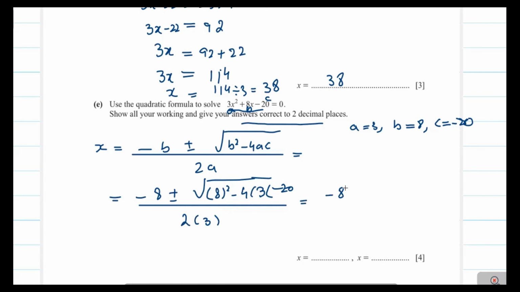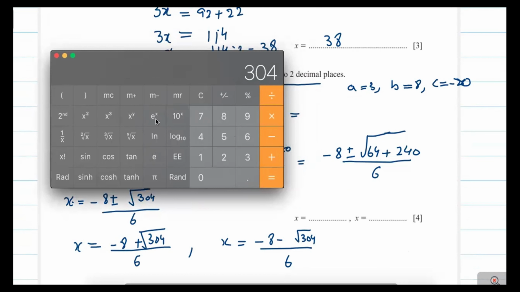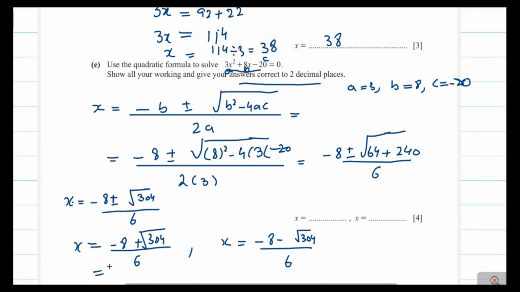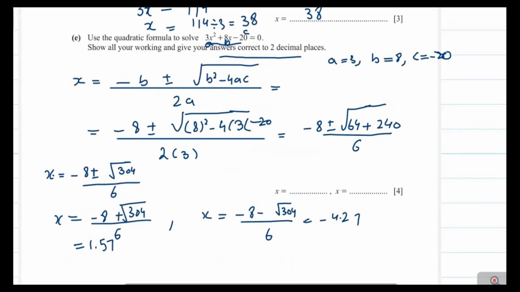Now that value becomes minus 8 plus or minus the square root of 64 plus 240, over 6. You can write it as x equal to minus 8 plus or minus the square root of 304, over 6. We take the positive value first, and second we take the negative value: minus 8 minus the square root of 304, over 6. Firstly, we take the square root of 304 minus 8, and divide by 6. We get 1.57. And the second value is minus 4.27. We write it, and this is the answer.